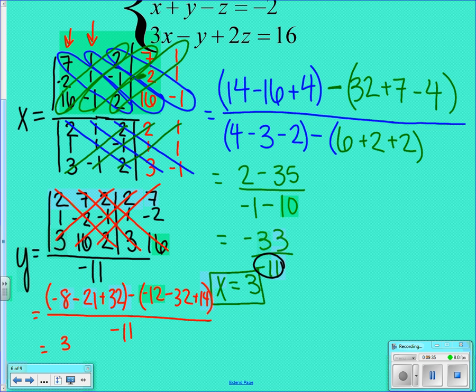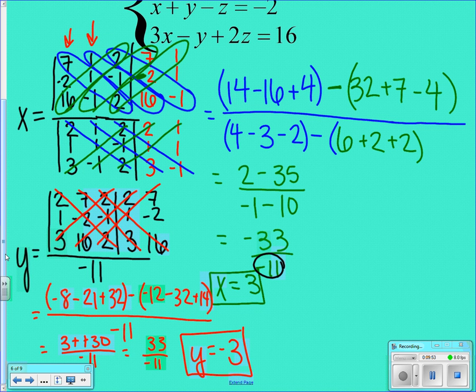And then we have minus negative 12 minus 32 plus 14. That would give you a negative 30, which turns into a positive 30. So I have 33 over negative 11. So my y value is negative 3. Okay? So that's how you would solve for your y.